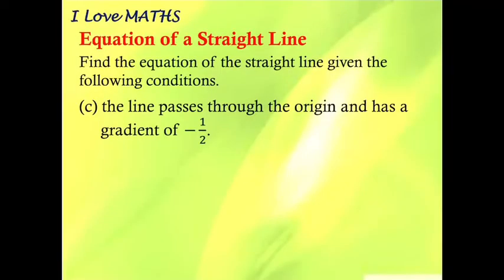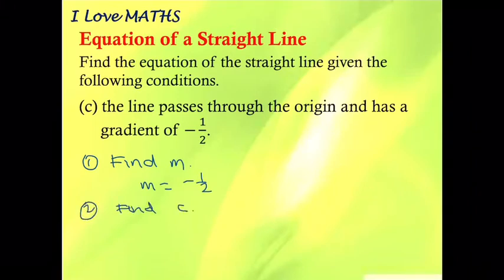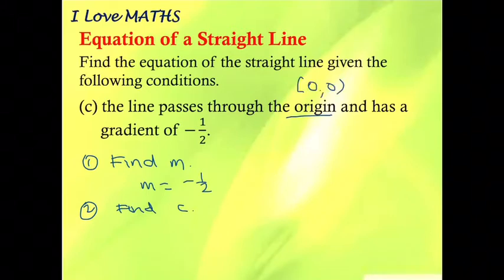Now let's have the third example. The line passes through the origin and has a gradient of negative 1/2. So first step is to find the gradient, and the gradient here is negative 1/2. Second step is to find the value of c. Since the line passes through the origin, it means the point is 0, 0. So which means it crosses the y-axis at 0. So the y-intercept is 0. The m value and the c value are complete, so we can now have the third step to substitute it to our formula.